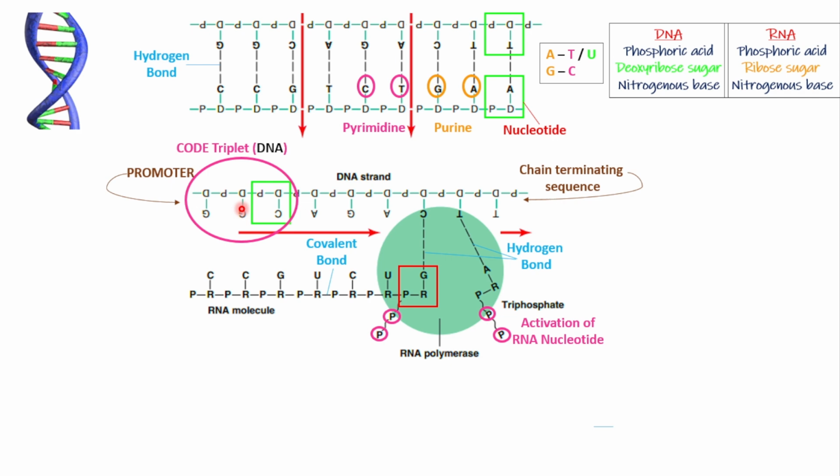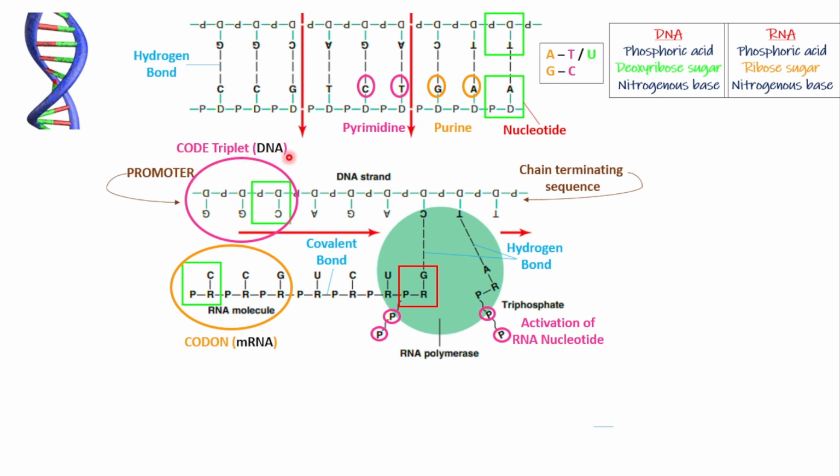At the start of the DNA, from where the production of RNA is starting, that is the promoter sequence, and where it is ending is the chain terminating sequence. Okay, now coming back to the code triplet. The code triplet is present on the DNA, whereas its counterpart, the nitrogenous bases GGC, will result in the production of CCG on the RNA. So these nucleotides and this specific sequence of nitrogenous bases is known as codon.